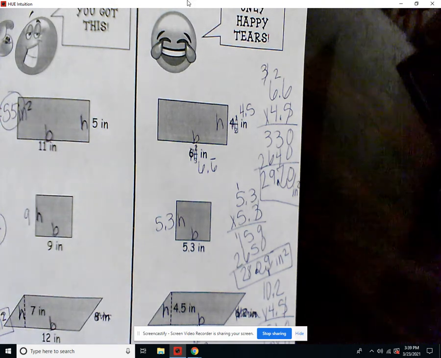All right, so your homework will be covering area of these shapes and area of circles, and in the back will be a review of what we've covered so far throughout this year.